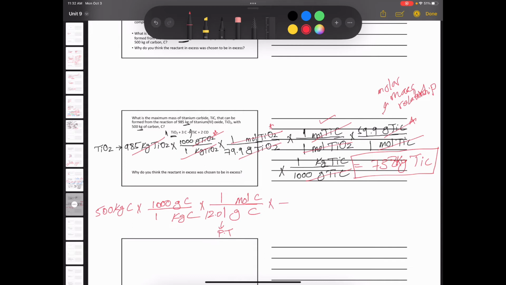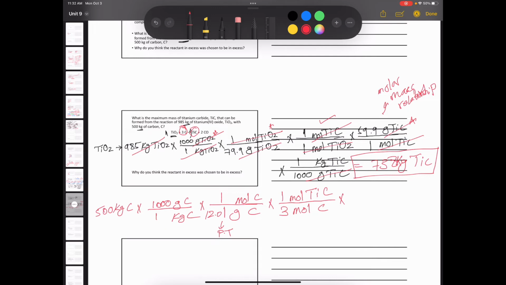Now I can use my stoichiometric relationship. And based on the balanced chemical equation, I can see 3 carbons. The relation is a 3 to 1, correct? So I need to have titanium carbide up here, mole. And down here should be mole of carbon, because I'm converting from mole of carbon to mole of titanium carbide. And the relationship is 1 to 3, based on the coefficient from the balanced chemical equation. Now, I have moles of titanium carbide.